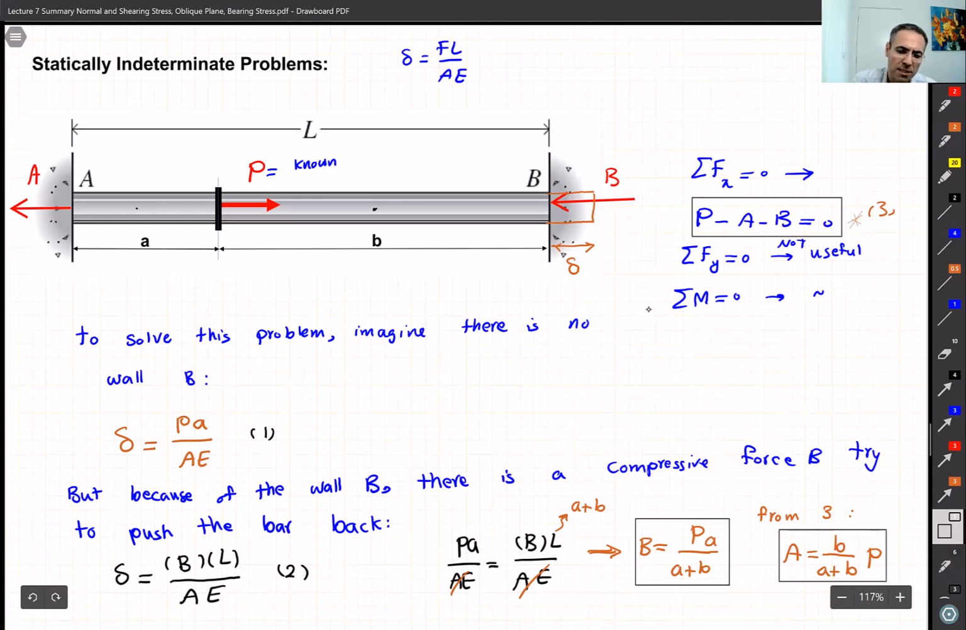So you see, this is the way that we can solve a problem that is not statically determinate. We try to remove one of the supports and see how much it extends or deforms, and then using this basically formula, we can find out the reaction. Any question?